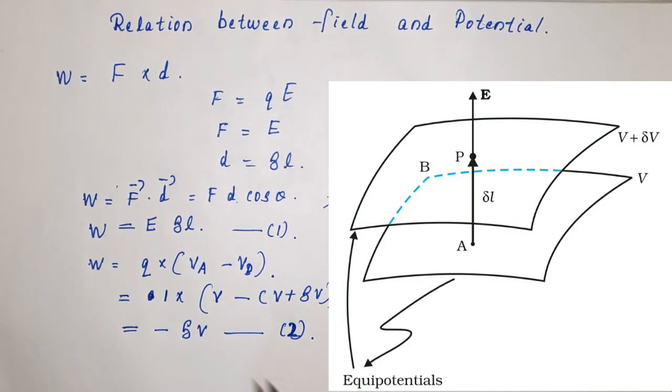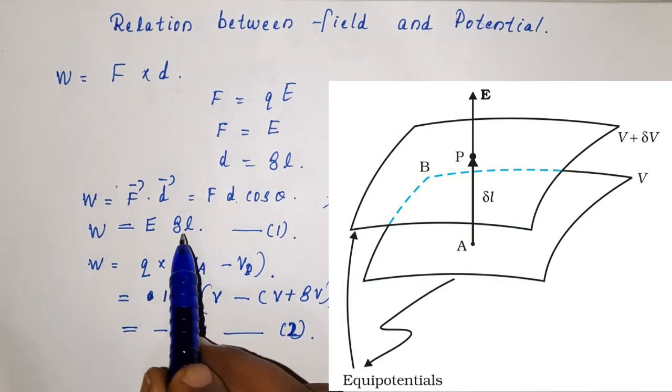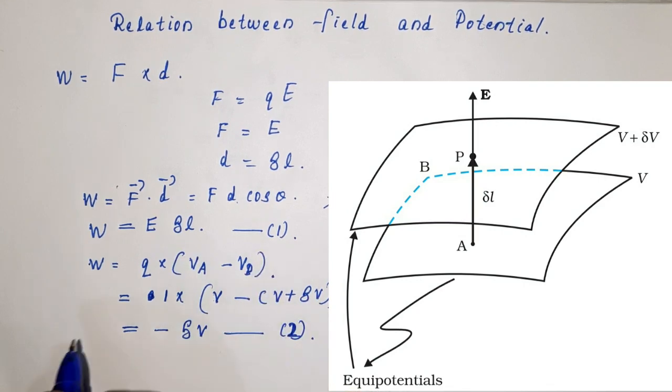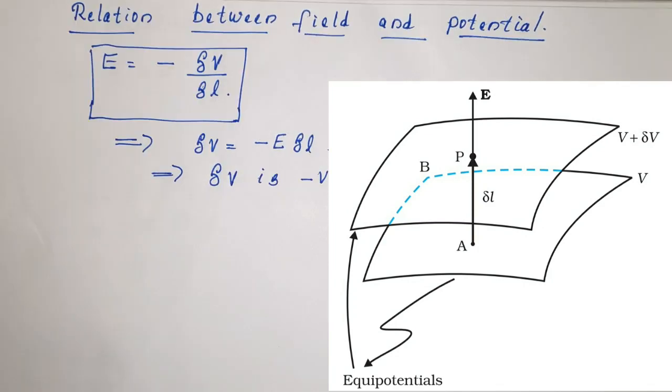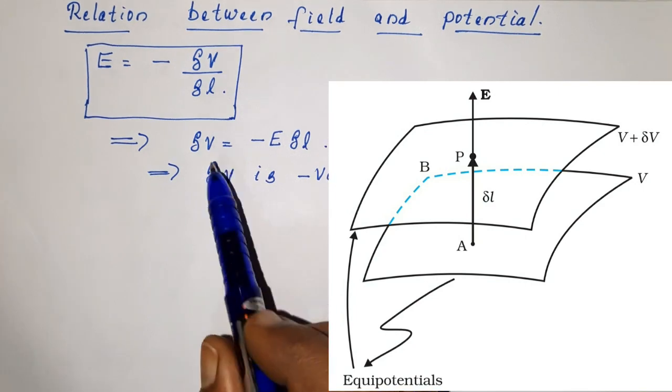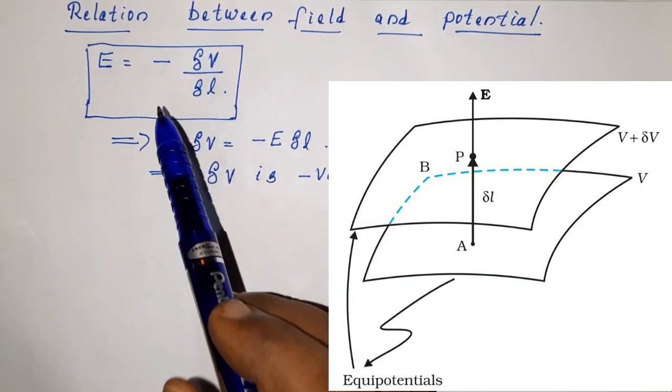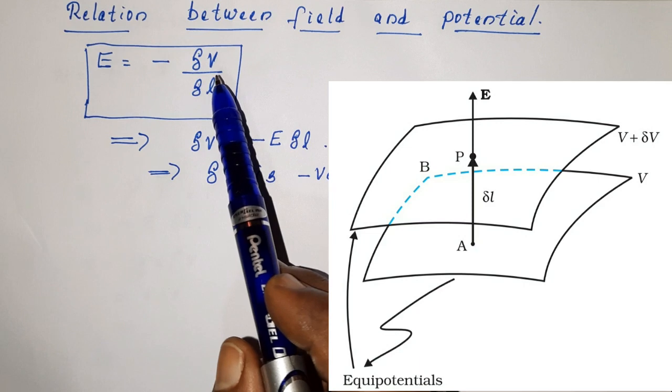So equations 1 and 2 give the same work done, that is the work done in displacing a unit positive charge from the surface B to the surface A. So both of them should be the same. So we can equate the right hand sides of the two equations. So we have E delta L is equal to minus delta V. So we have E is equal to minus delta V by delta L. This equation is very important. This is the relation between field and potential.